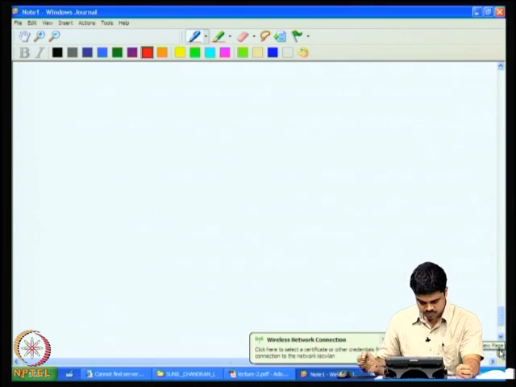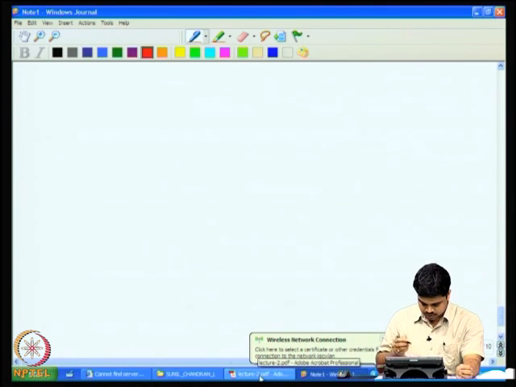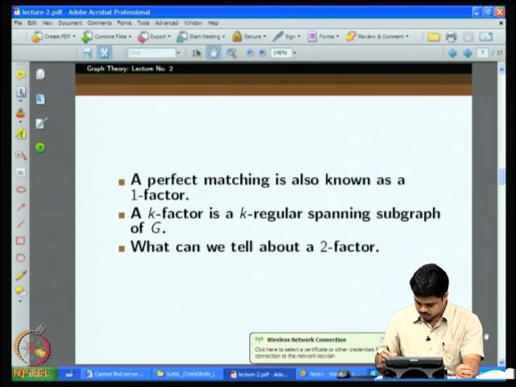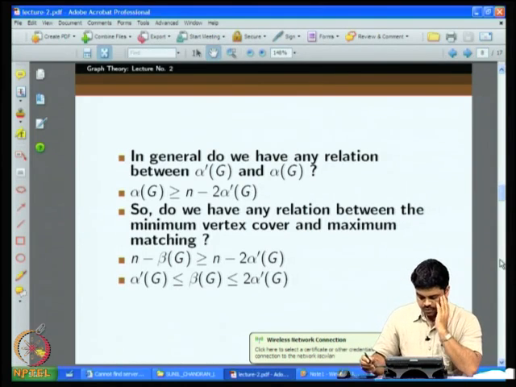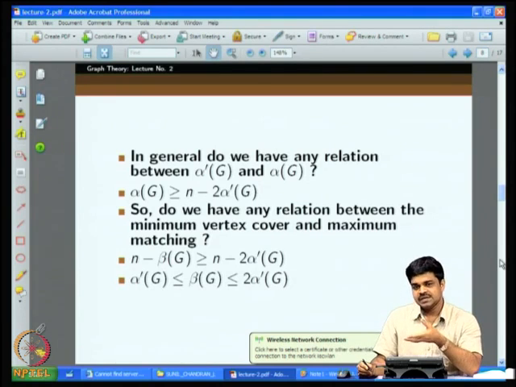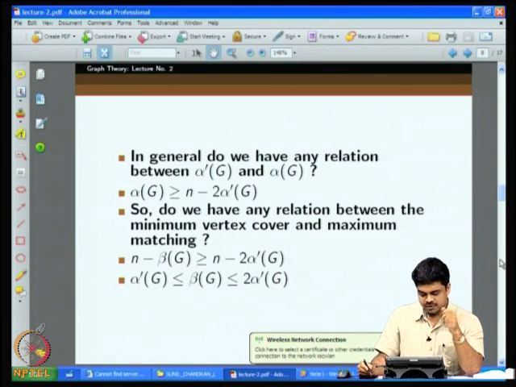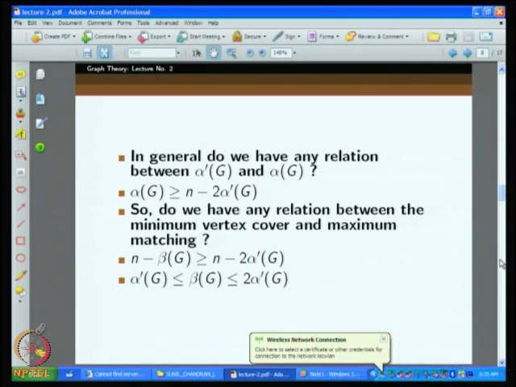And now, going back to this, in general, do we have any relation between alpha dash of G and alpha of G? We have already chosen these names, alpha dash of G and alpha of G, because of the similarity of the definitions. It's a more or less similar concept. One is about edges, one is about vertices. So we use that notation. But then, how can I relate both of them together?